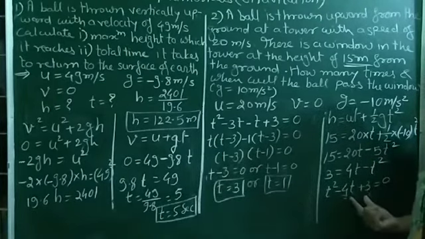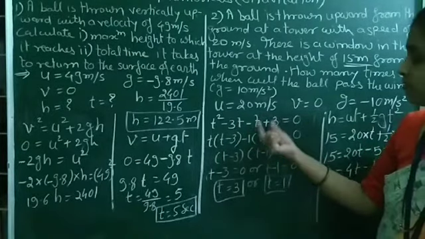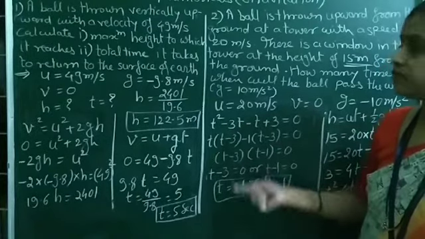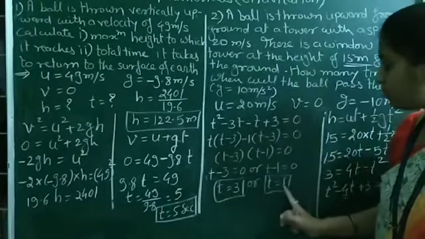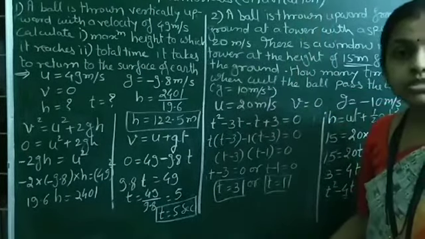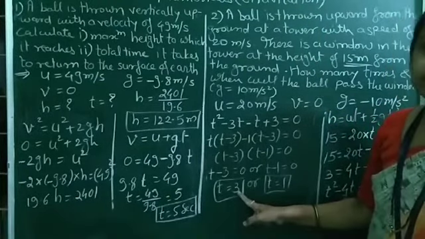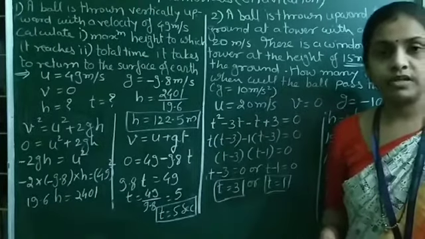This is a simple quadratic equation that we have to solve, and by the factors minus 3 and minus 1, with these two factors we solve this equation and we get the two times. First, when the object is thrown upward it passes the window after 1 second, and when it comes towards the earth, in the downward direction, it takes 3 seconds. So I hope you understand these two equations very well. Thank you.